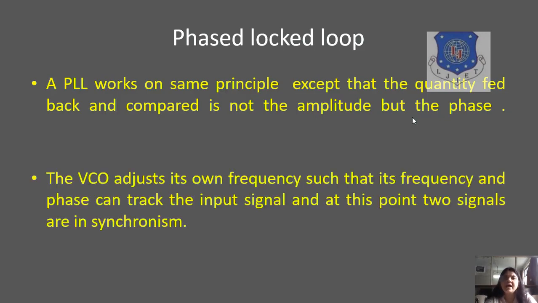The VCO adjusts its own frequency such that its frequency and phase can track the input signal, and at this point the two signals are in synchronism. If the two signals are in synchronism, then we can track the frequency and the phase. If they are not synchronized, we don't have an idea about the phase change, or where the frequency or phase would change.